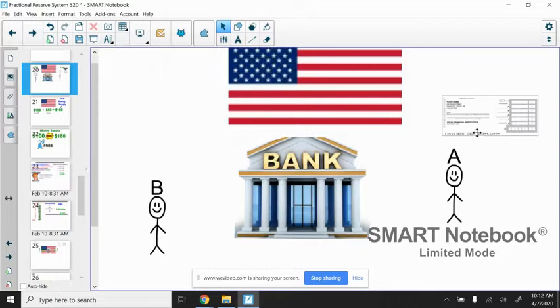Now, technically, they do not use this. They probably use a debit card. But in theory, for example, you guys have checks. And a check represents money as long as somebody accepts it.